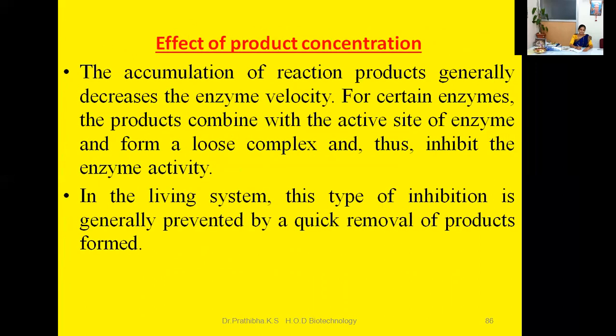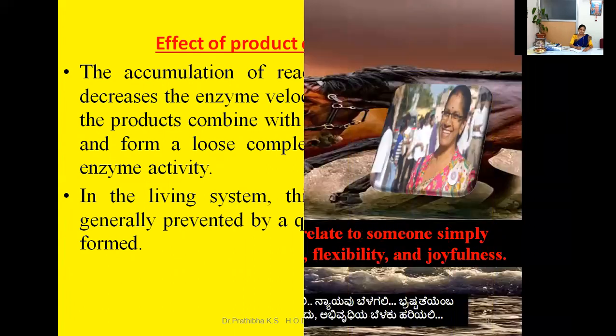Effect of product concentration. The accumulation of reaction products generally decreases the enzyme velocity. For certain enzymes, the products combine with the active site of the enzyme and form a loose complex, thus inhibiting the enzyme activity. In the living system, this type of inhibition is generally prevented by a quick removal of the products formed. So this is all about the product concentration.